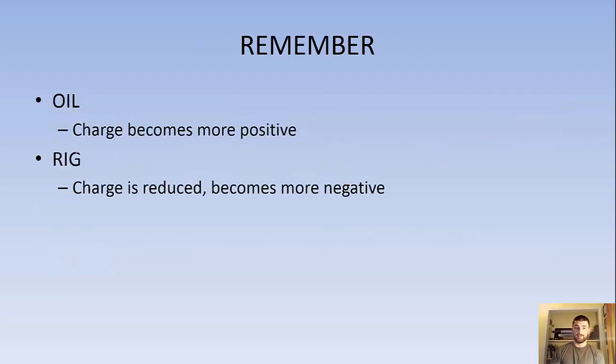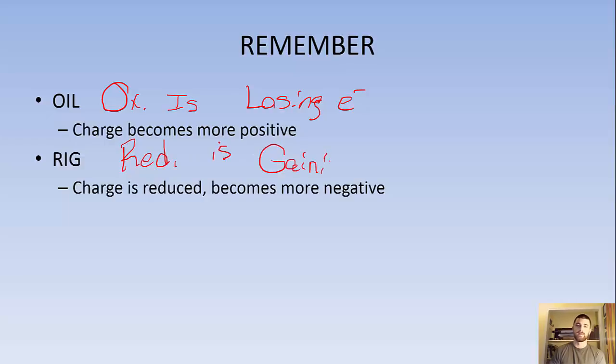All right, so remember this little mnemonic, OIL RIG. So what's that stand for? Well, oxidation is losing electrons, and reduction is gaining electrons. So if you lose electrons, then you become more positive because electrons are negatively charged. Whereas if you gain electrons, then you become more negative because you're getting more negative things. You're getting more electrons.